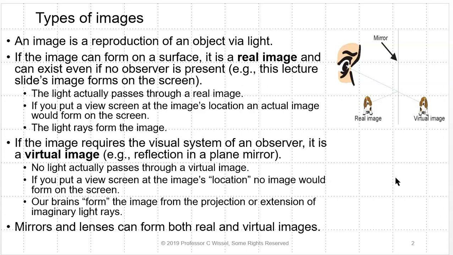If the image requires a visual system and an observer, it is a virtual image. So, for instance, reflection in a plane mirror is a virtual image. No light actually passes through a virtual image. If you put a view screen at the image's location, no image will form on the screen. That's because our brains are needed to form the image from the projection or extension of the imaginary light rays. Virtual images are usually right side up. Mirrors and lenses can form both real and virtual images, depending on the location of their focal point and the object.